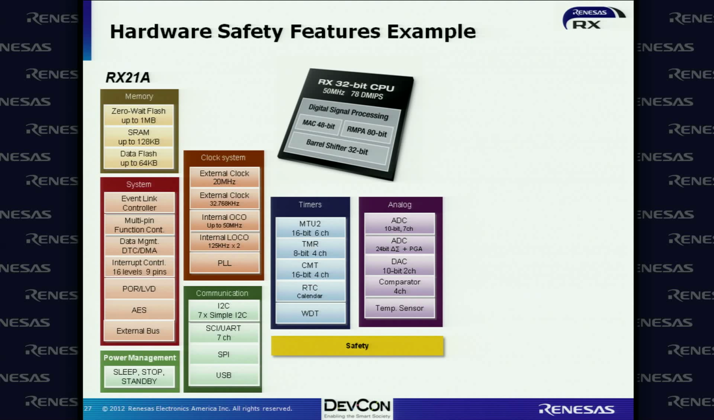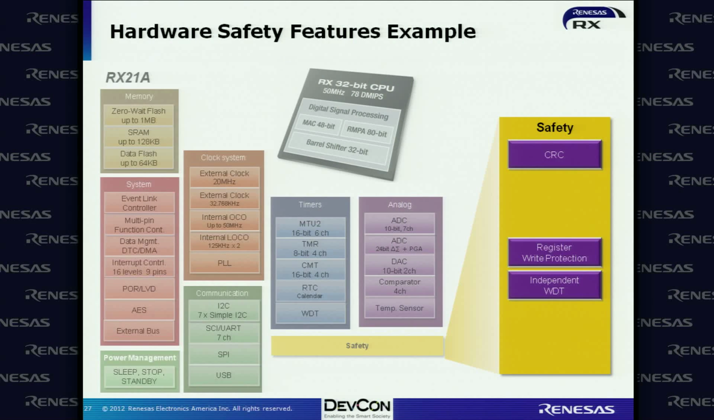So let me start out with product level. Here's an example of an RX MCU called RX21A. It's a lot of integration. This is part of the RX family, 32-bit, a lot of functionality. But if we look at the safety aspect of it, there are multiple features that we have. So there's a CRC built in, register protection. You can protect your special function registers for the peripherals. Independent watchdog timer, which means there's a watchdog timer with an independent clock source. So sort of common stuff.